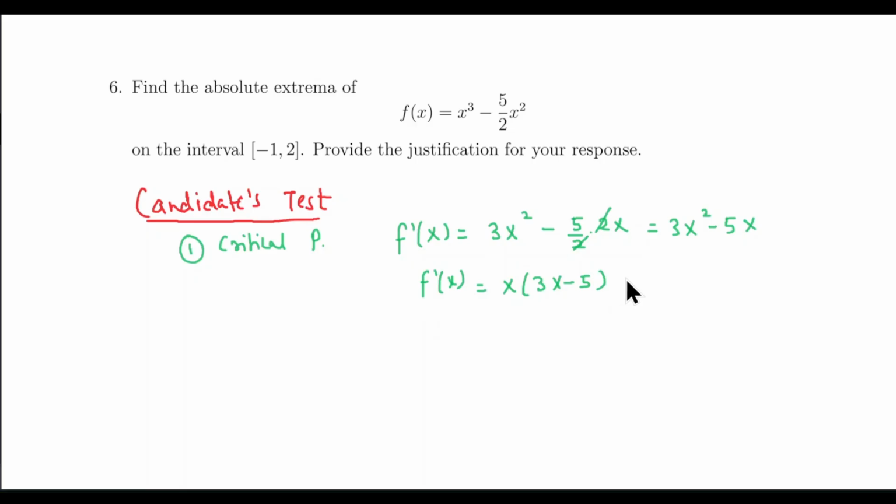To find the critical points, we equate the derivative to 0 or undefined. This cannot really be undefined, right? This is a polynomial, but this can definitely be 0. So if I equate x times (3x minus 5) to 0, this means that x is 0 or 3x minus 5 is 0, which means that 3x is 5, which means that x is 5 over 3.